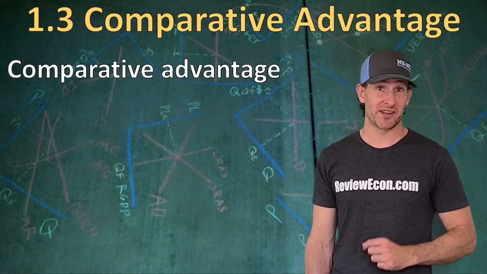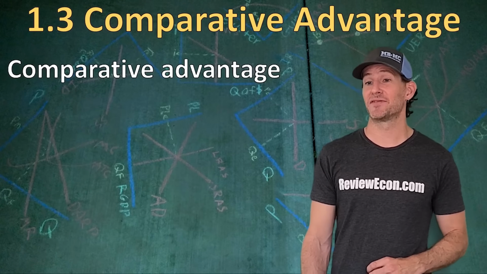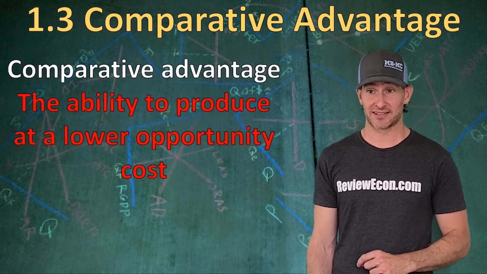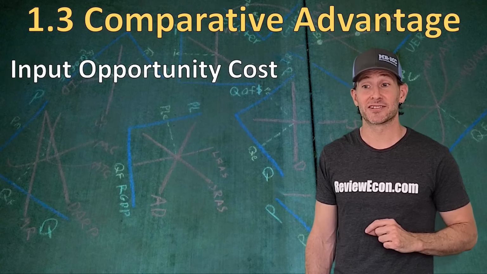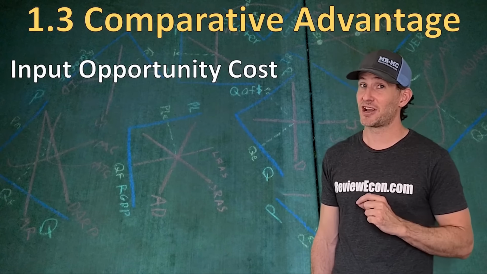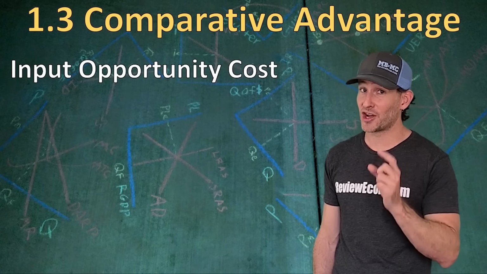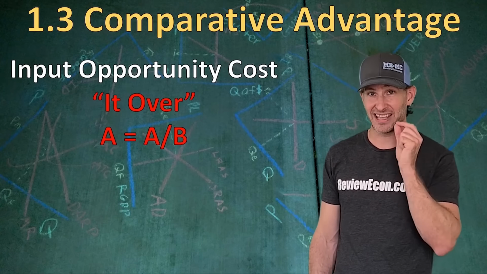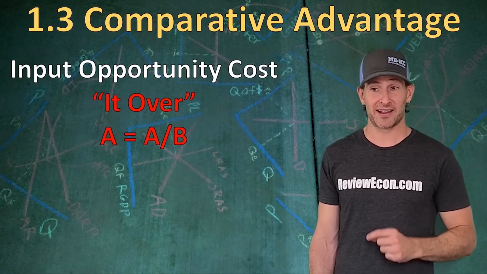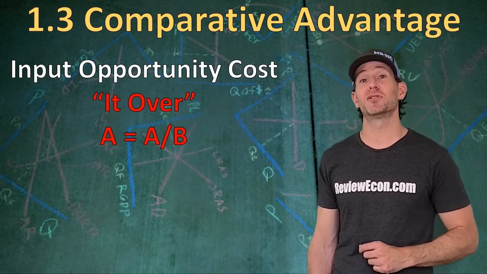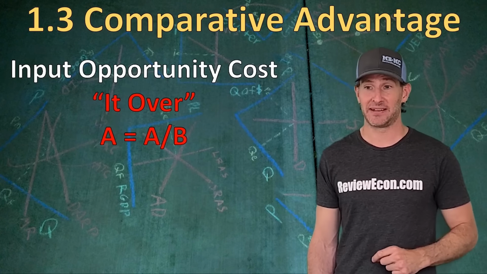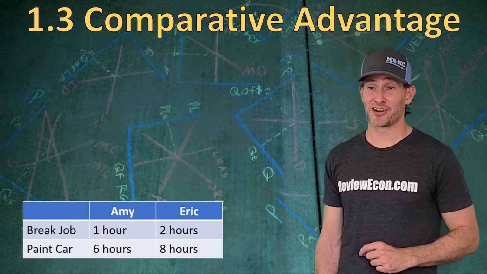Now on to comparative advantage. The definition of comparative advantage is the ability to produce something at a lower opportunity cost. When it comes to inputs, which means that we're talking about resources that go into the production of something, I use the formula "with it over." That's the mnemonic. That's how I remember it, which means that the opportunity cost of A is it, A divided by B. Let's take a look at those numbers for Amy and Eric again.